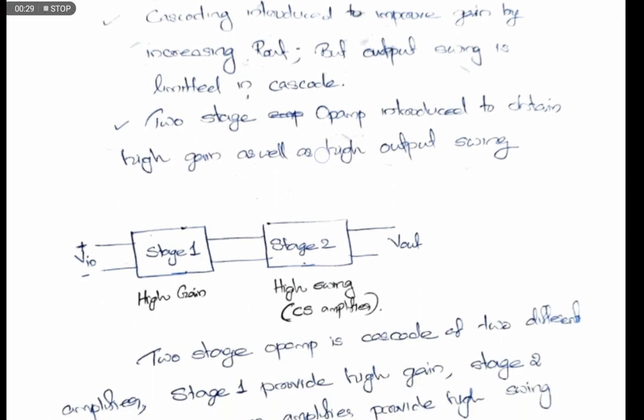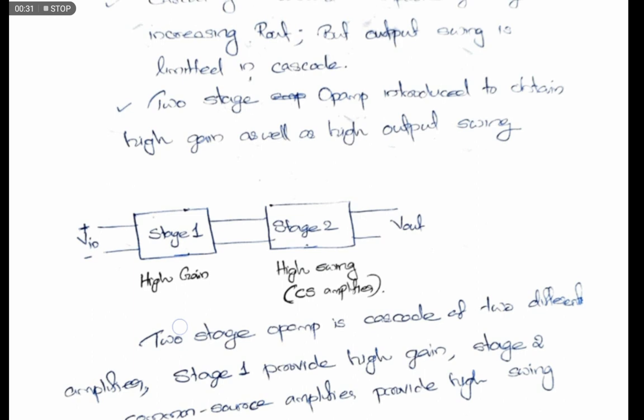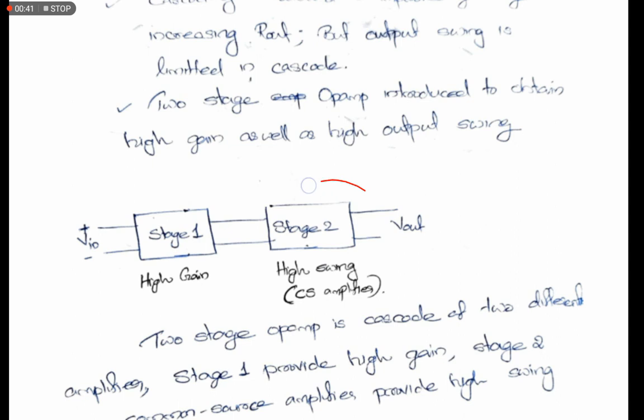The two-stage OPAMP consists of two differential amplifier stages, and the design concept of the two-stage OPAMP is that the first stage will provide a higher gain and the second stage is nothing but a common source amplifier, such that it will give high output swing.